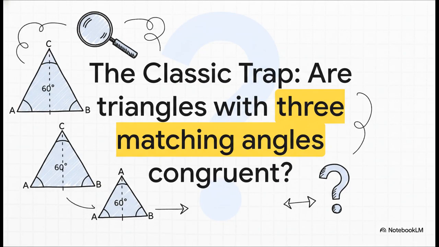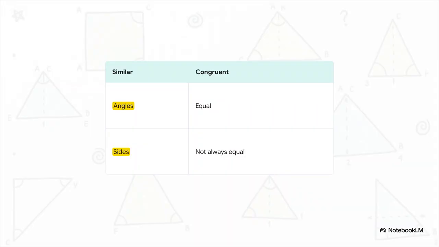Okay, but this leads to a classic trap, one that gets a lot of people. What about angle, angle, angle? Let's say you've got 2 triangles and all 3 of their angles match perfectly. Does that mean they have to be the exact same size? Does that guarantee they're congruent? And the answer is no.